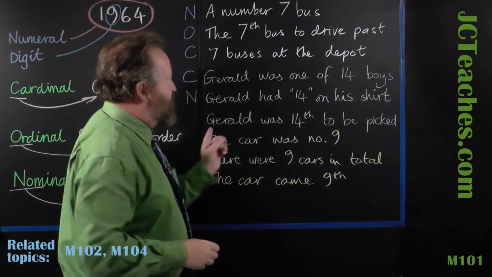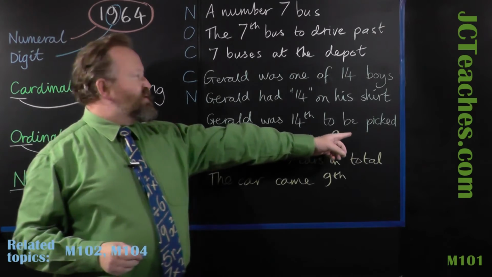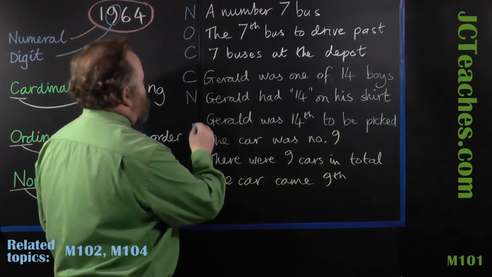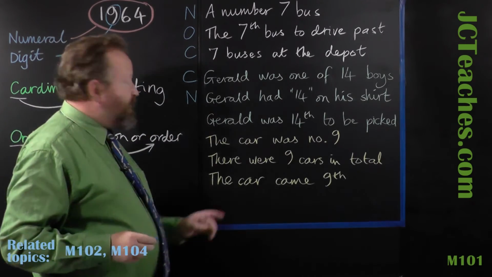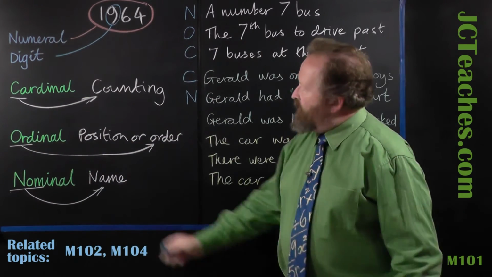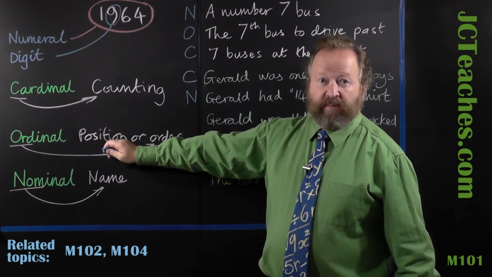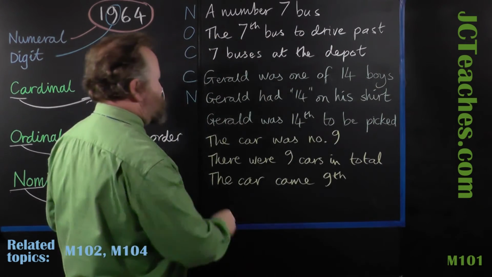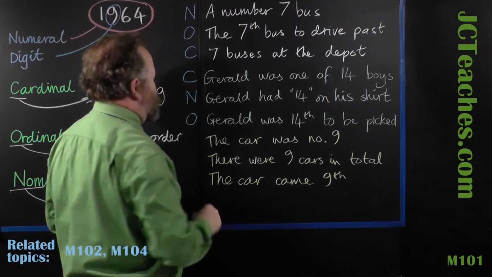N for nominal. Gerald was 14th to be picked. Probably not very good, which is why he's a substitute. That is an ordinal number because he was the 14th person in the list. So that can be O for ordinal.